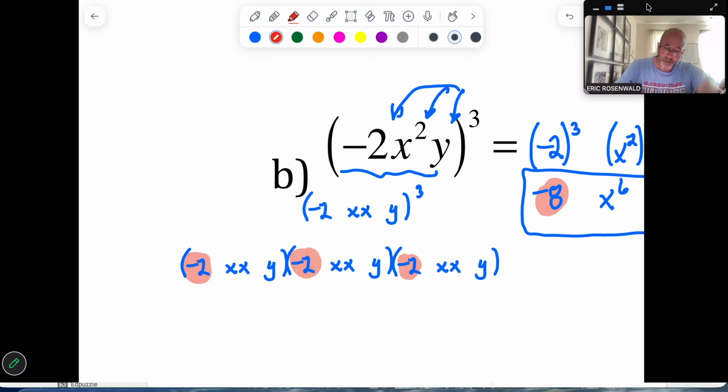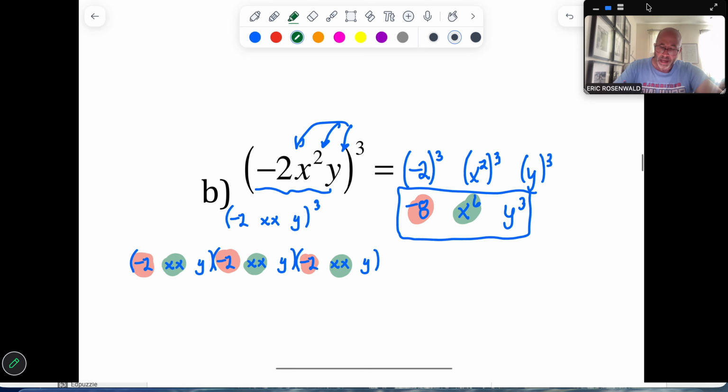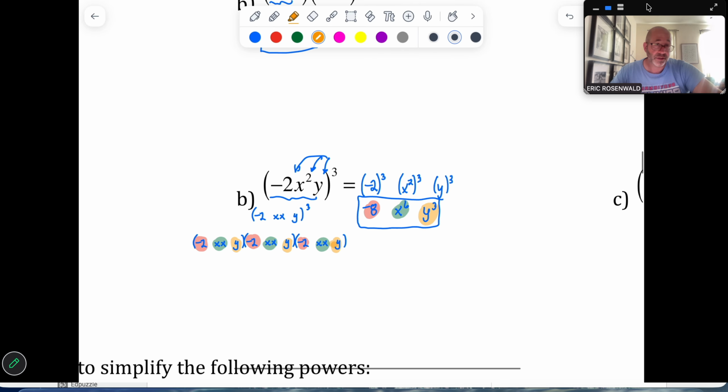When we look at the x's, there's 2, 4, 6 x's here. Okay. And if we look at the y values, there's 1, 2, 3. So there's 3 y's in this problem here. Okay. Long way, short way, I don't care. Just get there. At the end of the day, try to figure out how to do the short way, though.